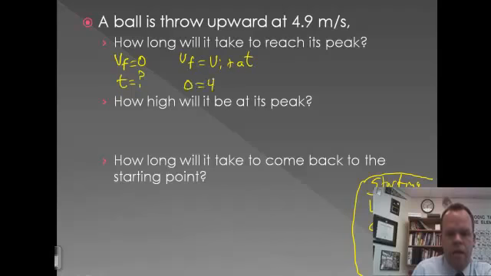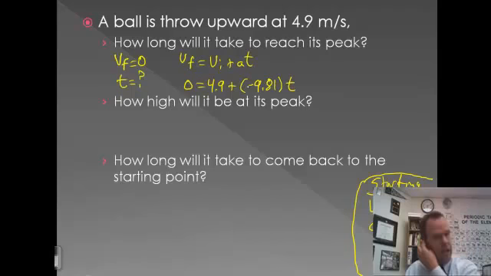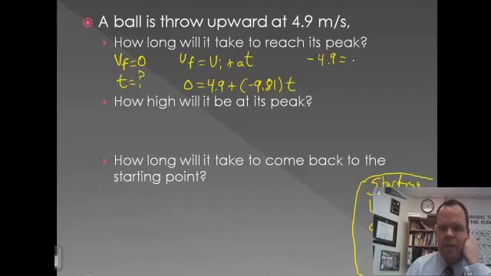So 0 equals 4.9 plus negative 9.81 t. Positive and negative is very important. This is going up, the acceleration is down, so they must have opposite signs. So subtract both sides by negative 4.9, divide, and I get 0.5 seconds.